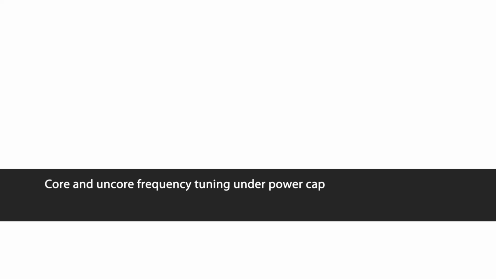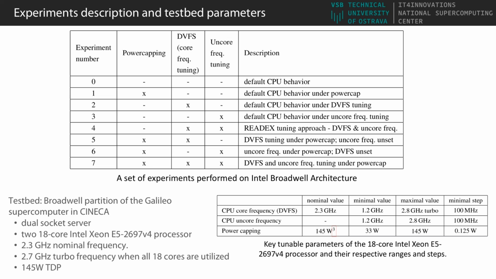Another important topic is if your system is running under a power cap, and you need to find the optimal settings under a certain power cap. So we've designed a set of experiments that compared the default behavior of the CPU, which is experiment number 0, the baseline, with the default CPU behavior under the power cap. Then we perform the core frequency tuning, uncore frequency tuning, and then the combination of the core and uncore frequency, with and without the power cap. So pretty much this is all the combinations. If you have power capping, the DVFS in this case is the CPU core frequency and uncore CPU frequency. We ran this test on an Intel Broadwell processor that has a 145 watt TDP.